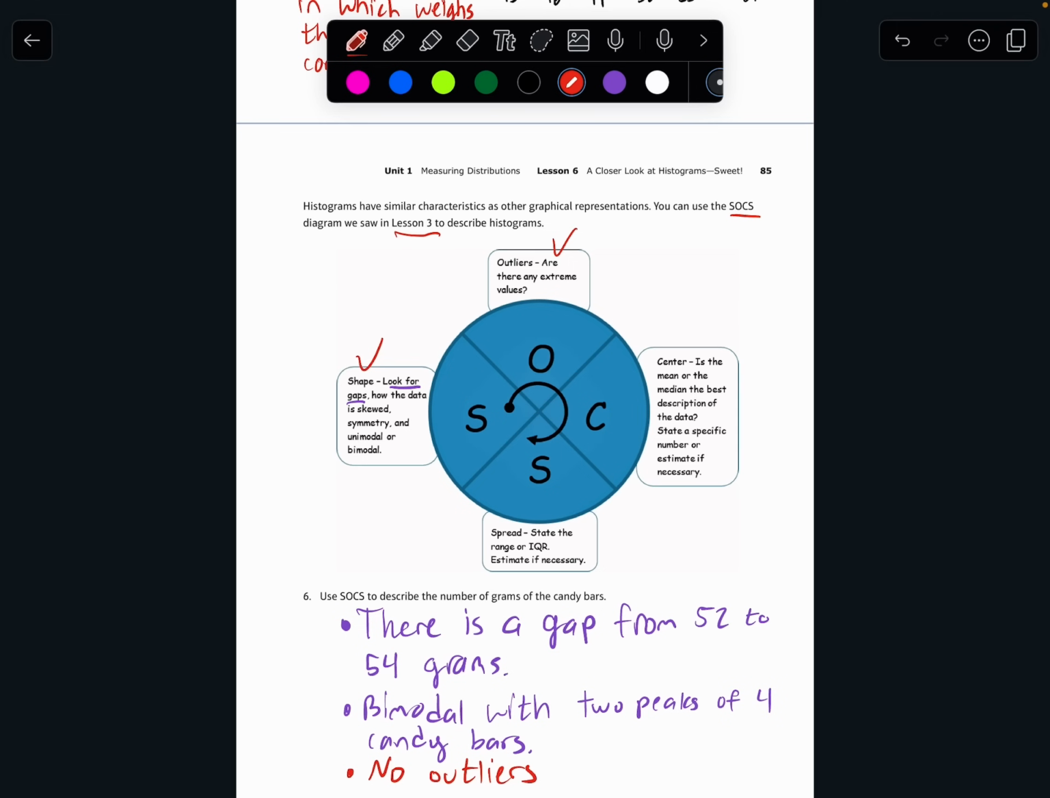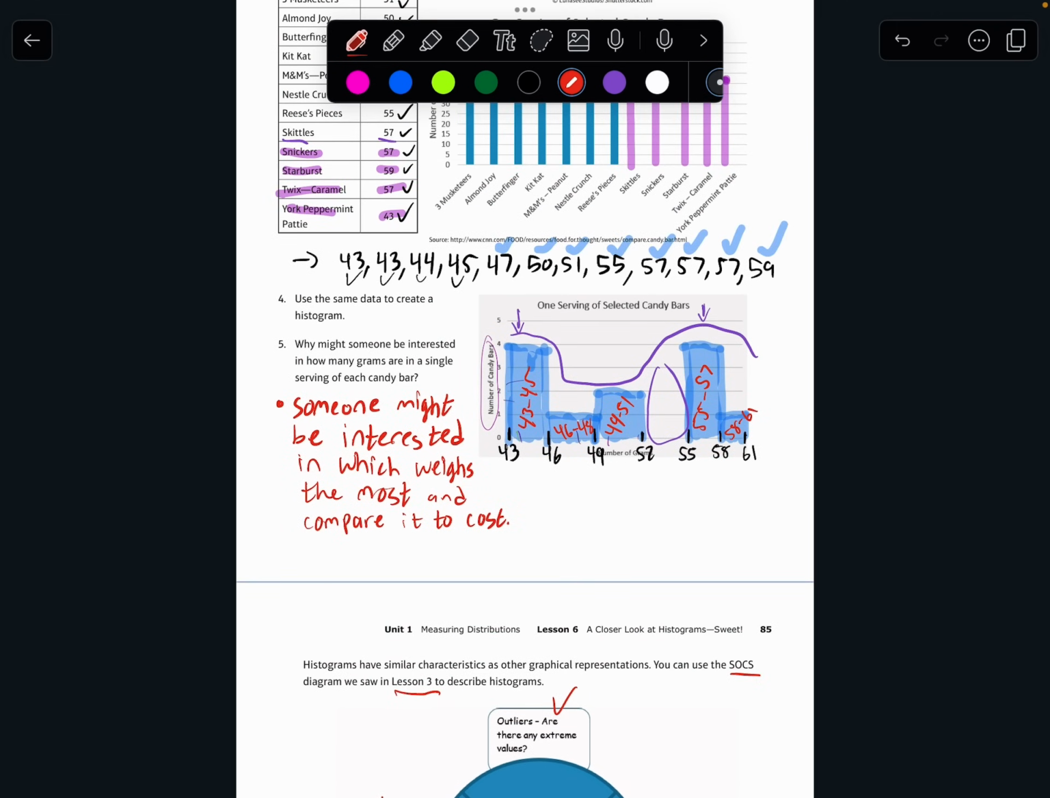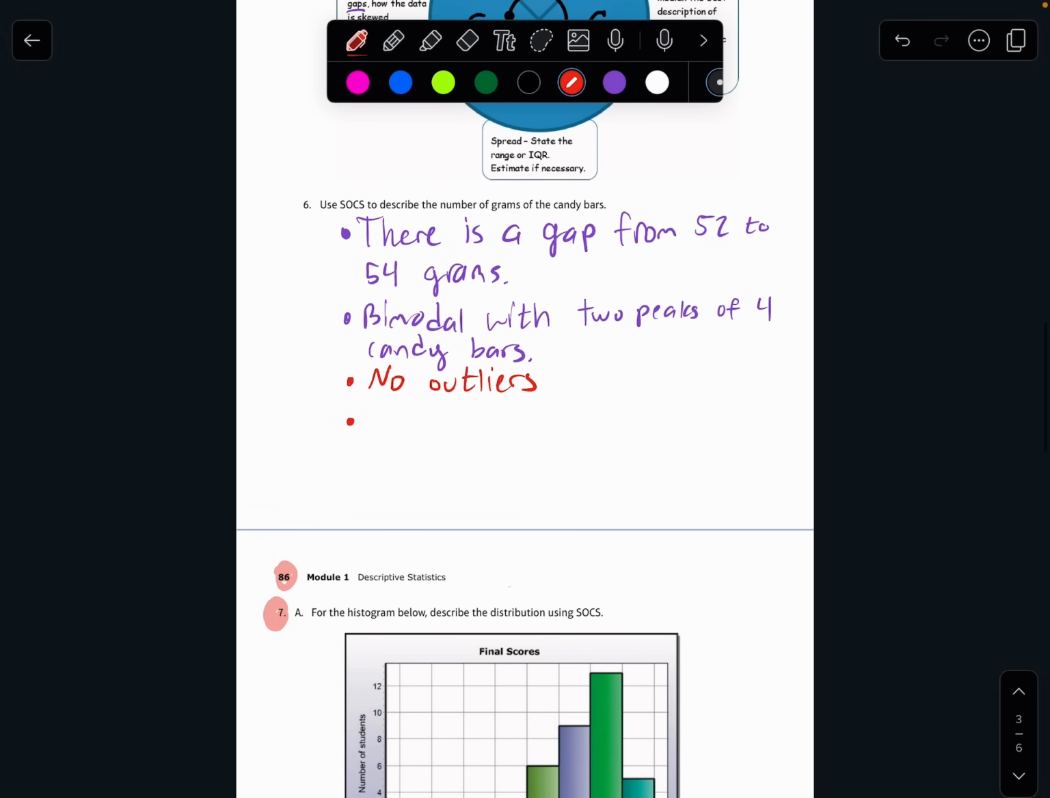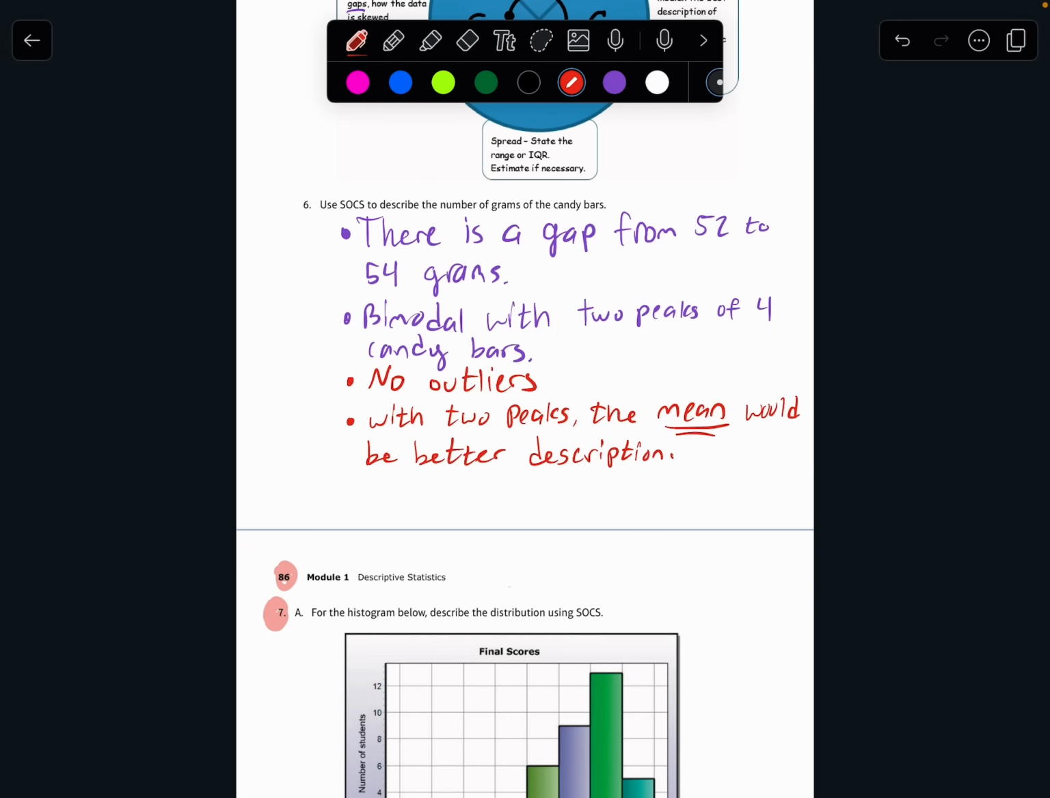So center. Is it mean or median? Quite honestly, because we're using bimodal, I do think that anytime we use bimodal, mean would be better. So with 2 peaks, here, let me write that better. With 2 peaks, the mean, so I'm going to underline that, the mean would be a better description. And I'll say that the mean is probably about 50. So that's what this wiggly line means, and in case we don't know, it just means approximately. So I'm just estimating that the mean would be about 50.